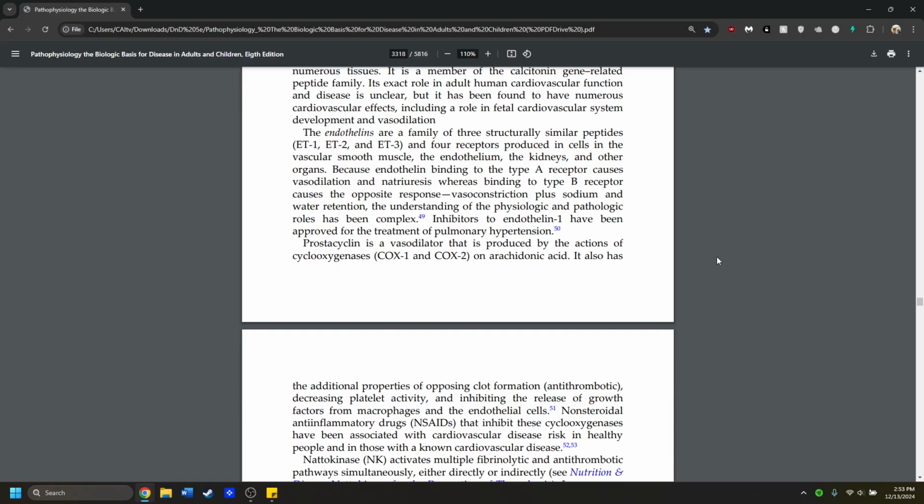The understanding of the physiologic and pathologic roles has been complex. Inhibitors to endothelin 1 have been approved for the treatment of pulmonary hypertension.